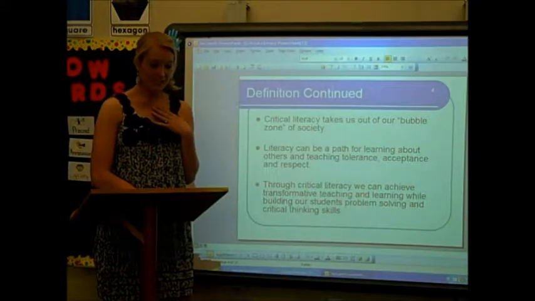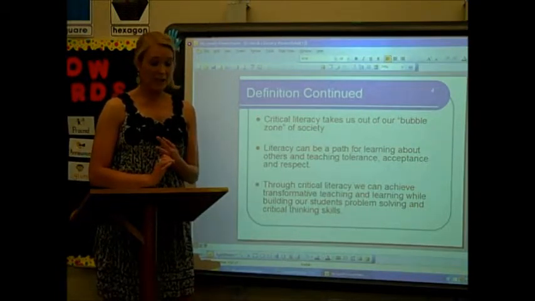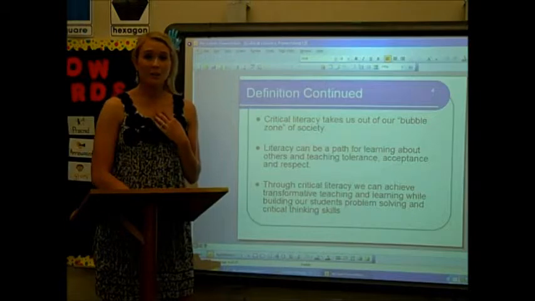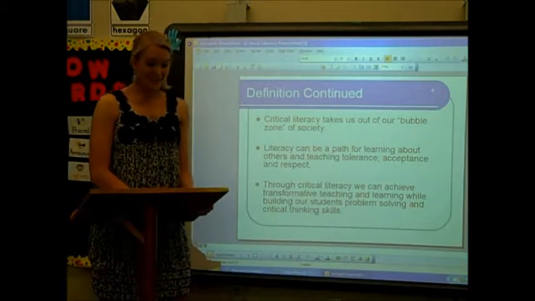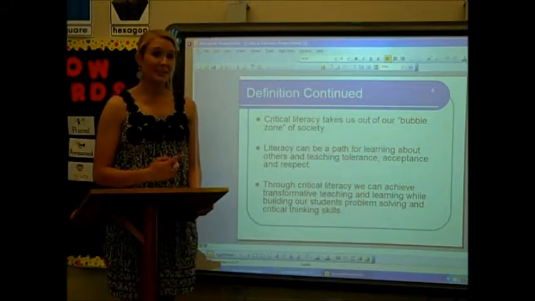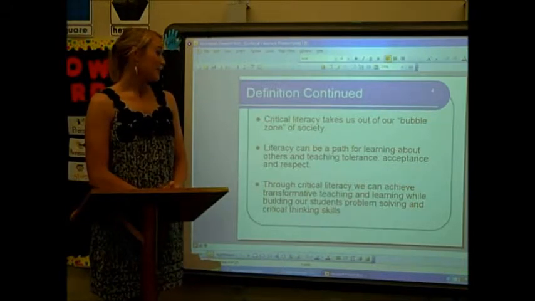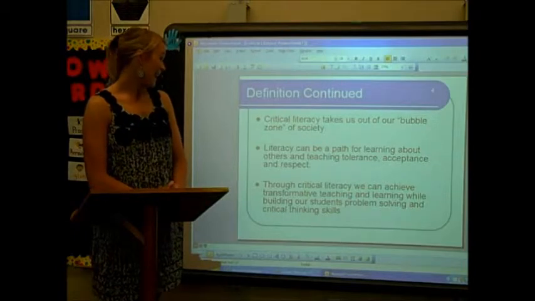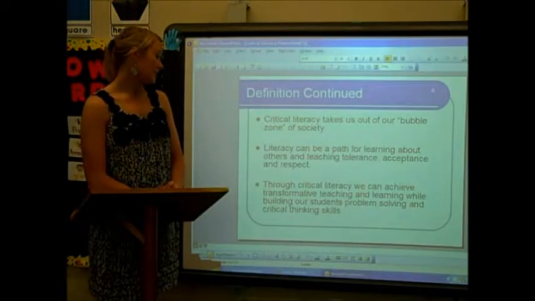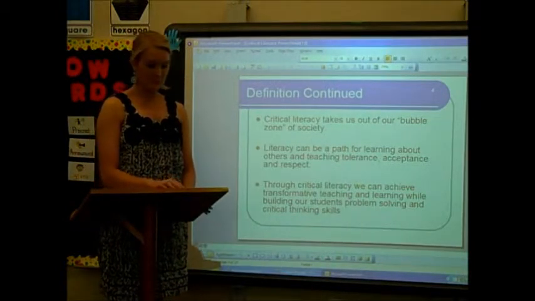How can we effectively teach and understand all of our students when we know nothing about their culture, their family life, or their heritage? And how can we expect our students to embrace and be tolerant of other cultures when all we read about and study revolves around Americans and our culture? Literacy can be a path for learning about others and teaching tolerance, acceptance, and respect. And through critical literacy, we can achieve transformative teaching and learning while building our students' problem-solving skills and critical thinking skills.